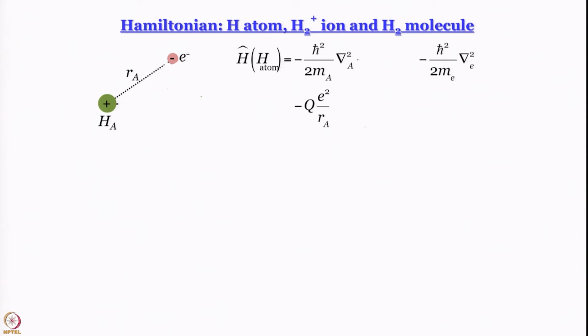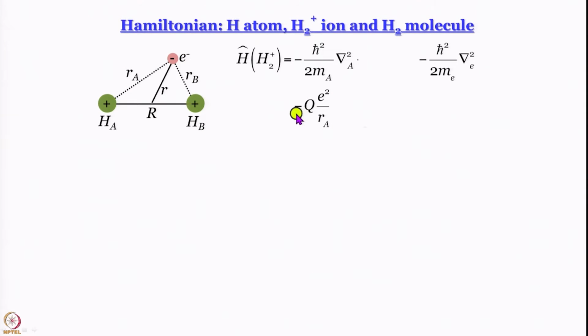Now, what we will do is we will go in steps, we will add one more nucleus, one more proton actually, and we will discuss the case of the H2 plus ion. Now, when we do that, all these 3 terms will remain of course, some more terms will come in. Which more terms will come? First of all, we will have a kinetic energy term for this nucleus B. We will have electrostatic attraction between this electron and the nucleus B.